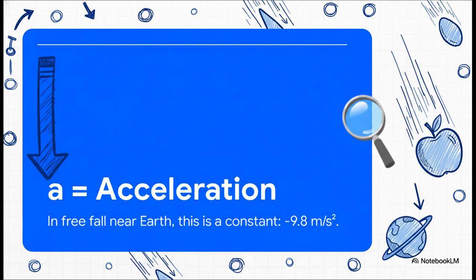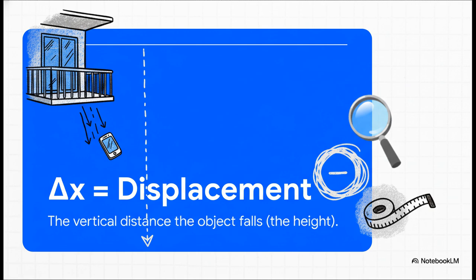Then there's a for acceleration. For basically any free fall problem you'll see on Earth, this is a freebie. It's a gift. The acceleration from gravity is a constant, negative 9.8 meters per second squared. And that negative sign is super important. It just tells us that the acceleration is pointing down. And last but not least, delta x.